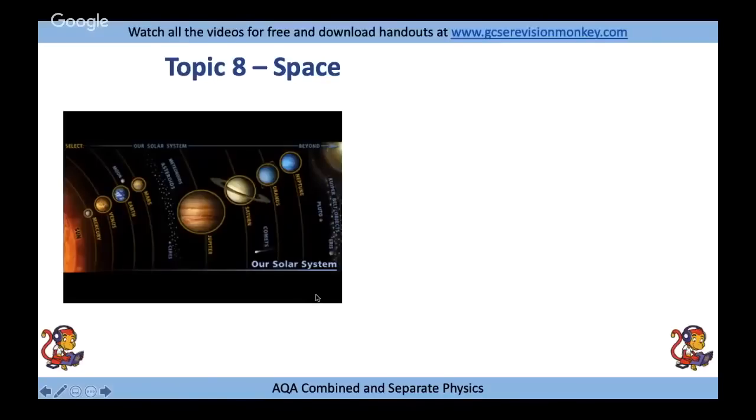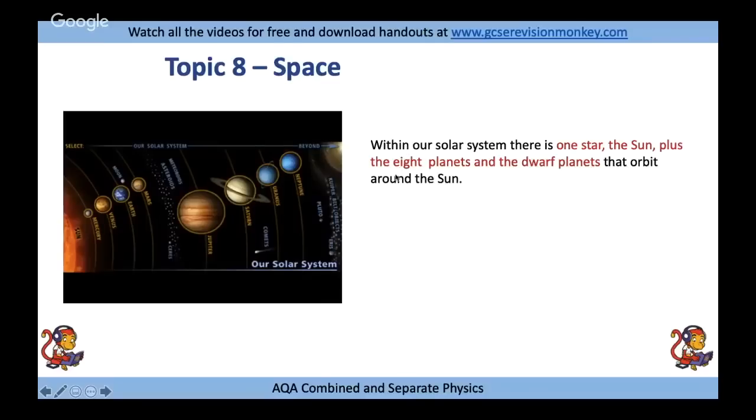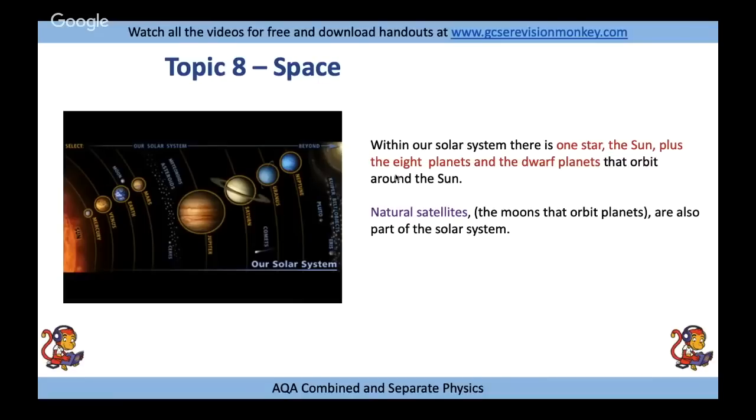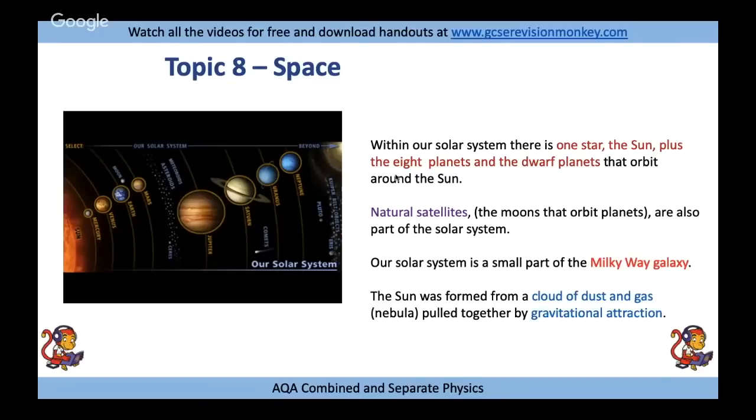Okay, onto something slightly maybe more fun than transformers. The space topic. So in our solar system, we've got one star, the sun, plus our 8 planets and the dwarf planets that orbit around the sun. We've got natural satellites as well. So there are moons that orbit planets. They're also part of our solar system. And our solar system is part of the Milky Way galaxy. And our sun was formed from a cloud of dust and gas called a nebula, pulled together by gravitational attraction. It's gravity that made them all stick together.